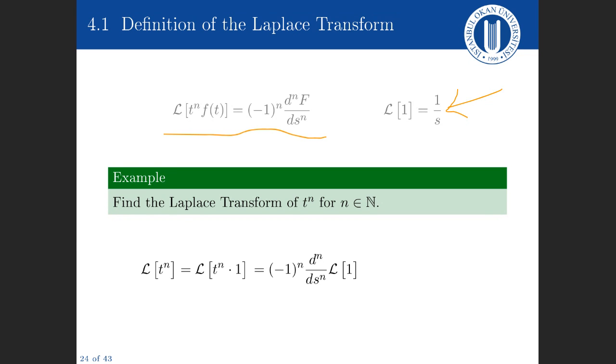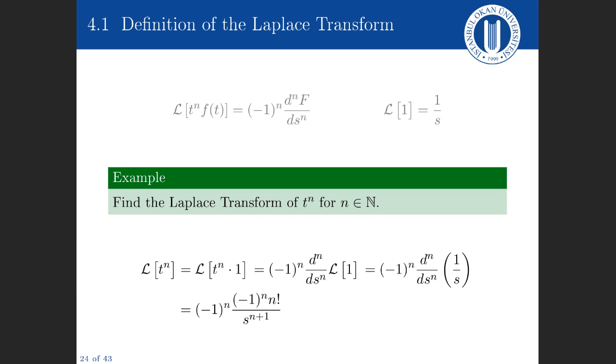Using the formula, we have minus 1 to the power n multiplied by the nth derivative of the Laplace transform of 1, or the nth derivative of 1 over s. That's minus 1 to the power n, minus 1 to the power n. Those are going to cancel out. We just get n factorial divided by s to the power n plus 1.